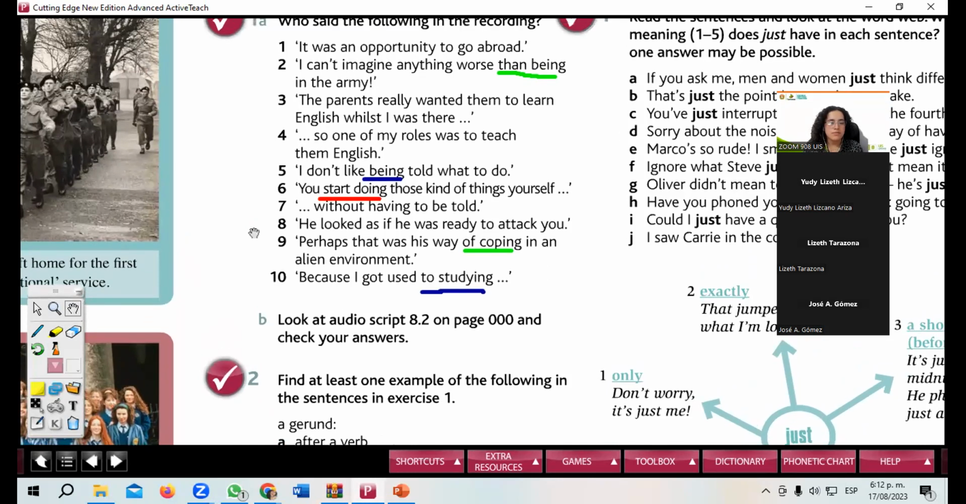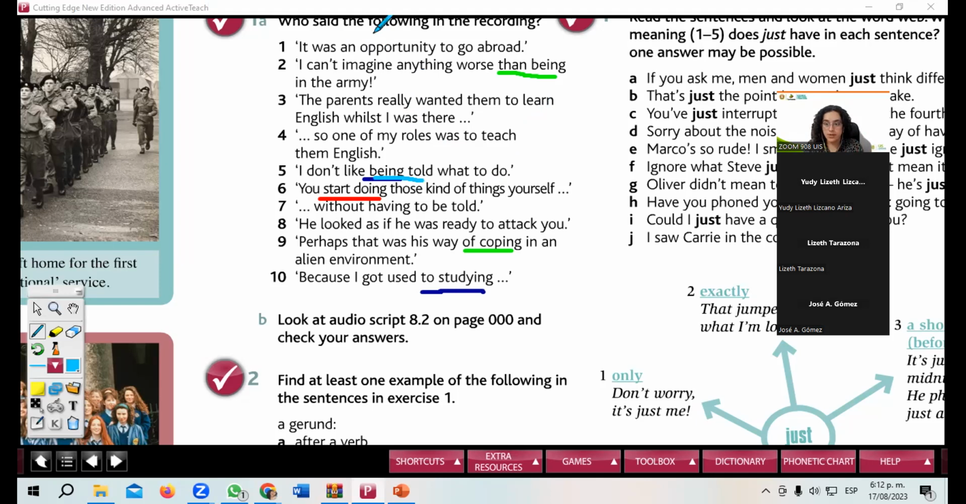We have only one. What is it? It's number 5. I don't like being told, okay? No me gusta que me digan. Es la voz pasiva. I don't like being told what to do, okay? In this case is number 5, okay?